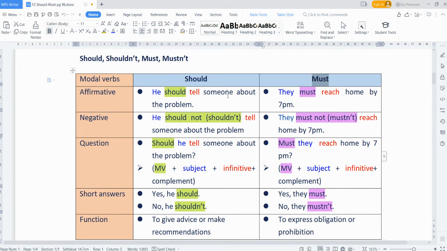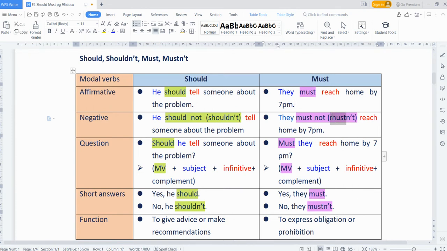Next we look at must. Must is also an example of modal verb. We look at the affirmative, ayat penyata dia. Just like should, they have the same structure. We have the subject, and then we have the modal verb, and then we have an infinitive, and then the complement of the sentence. For example, they must reach home by 7 p.m. Next, negative. If you want to make the sentence negative, you just add the word not. For example, you say they must not reach home by 7 p.m. Or if you want to make it shorter, you can use a contraction by saying they mustn't reach home by 7 p.m.